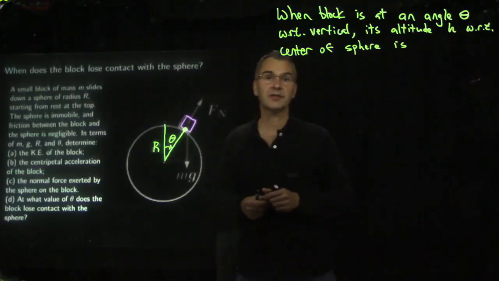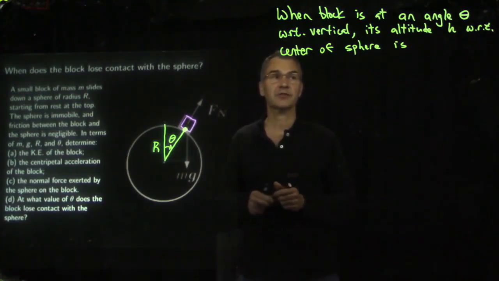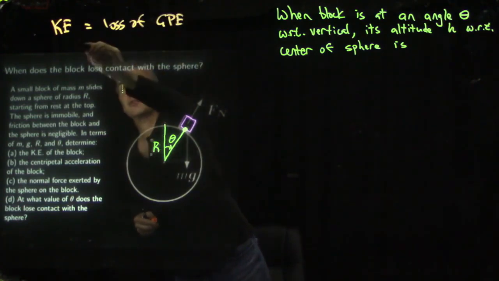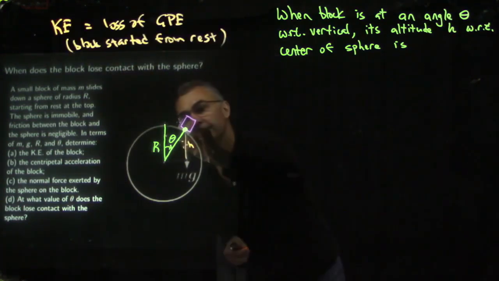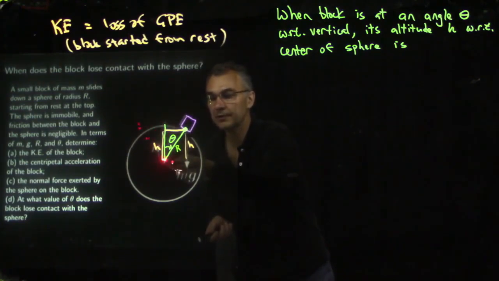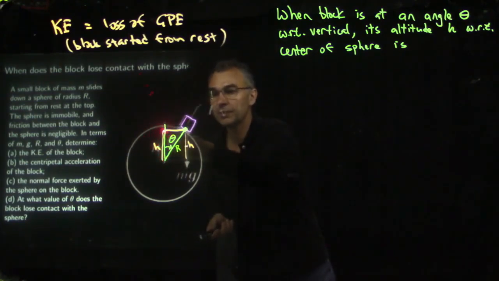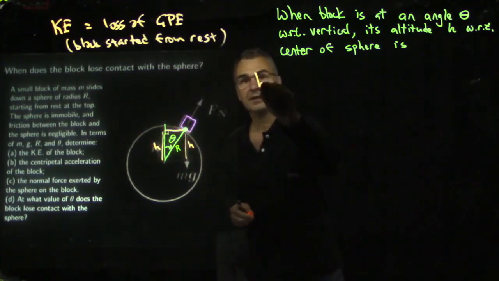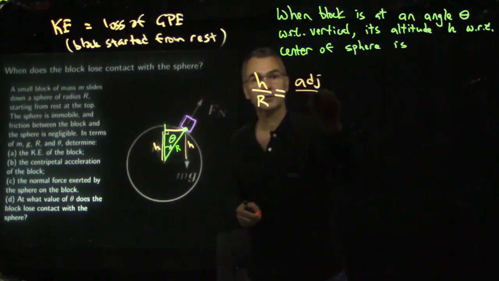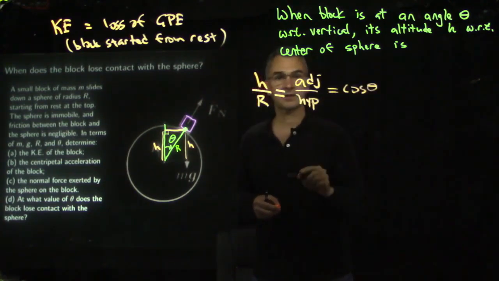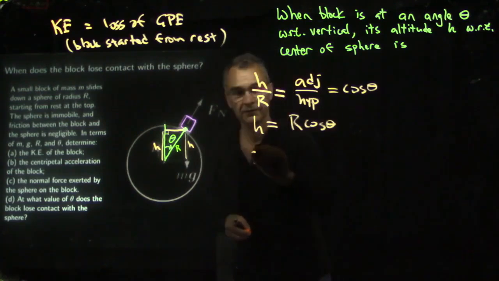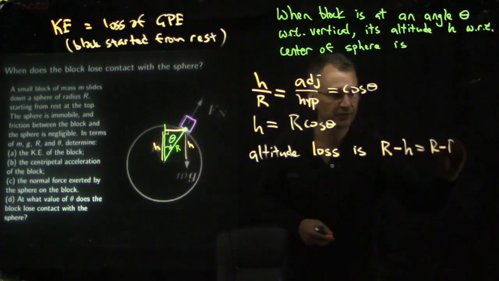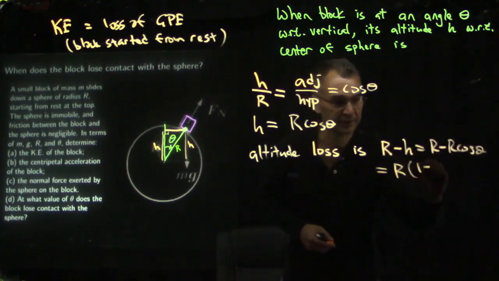So to figure out the kinetic energy, I think we have to figure out the loss in gravitational potential energy. Right, so we use the same argument that the KE equals loss of gravitational potential energy since we started from rest. So this is the height h, so therefore this is also the height h from the center of the sphere out to this point, which is at the same altitude as the point of contact between the block and the sphere right now. So h over r is adjacent over hypotenuse, which is cosine theta. So h is r cosine theta, so the altitude loss is r minus h equals r minus r cosine theta equals r times 1 minus cosine theta.